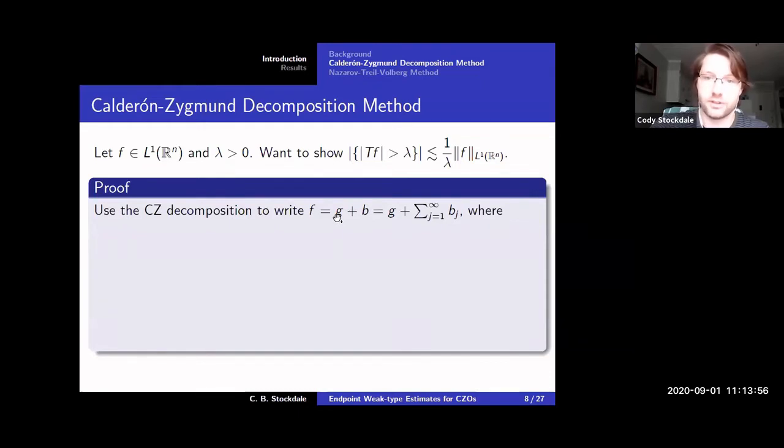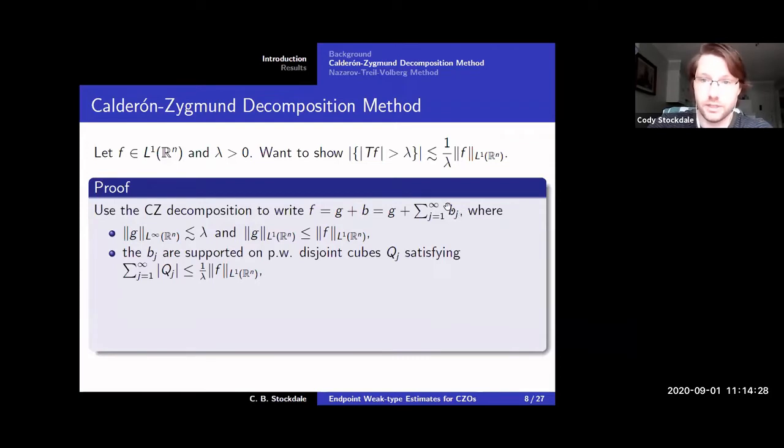G is good because it's actually going to be an L infinity function. It's going to be bounded. So that's a good property. B will not be bounded, but to compensate, we can further decompose it into an infinite sum of B_j's, which will have other properties which will save us. So what am I talking about exactly? The properties of G are that it's in L infinity, with the L infinity norm bounded above by some constant we don't care about times lambda, and it's controlled in L1 by f.